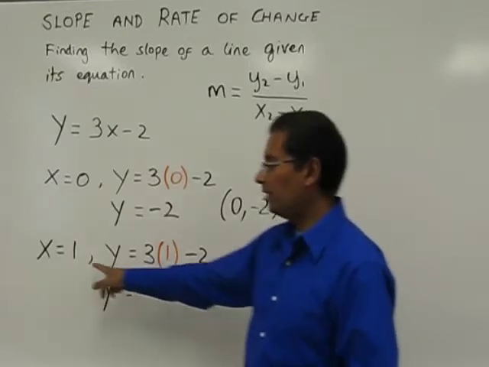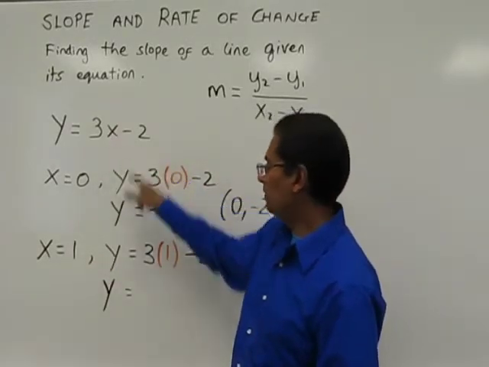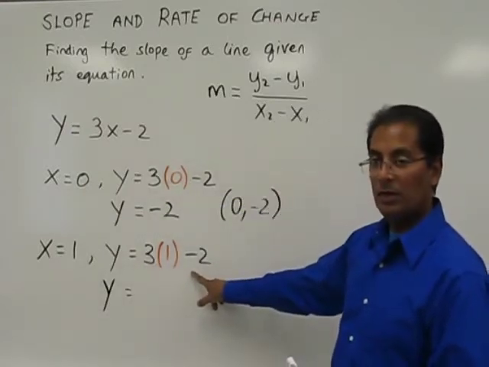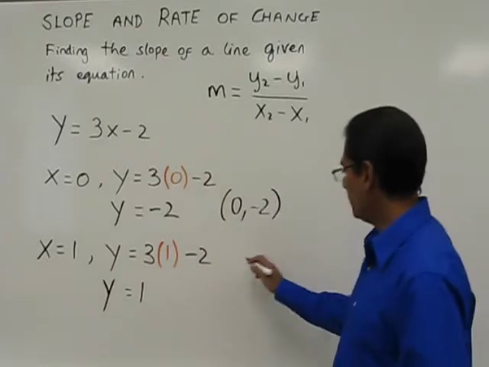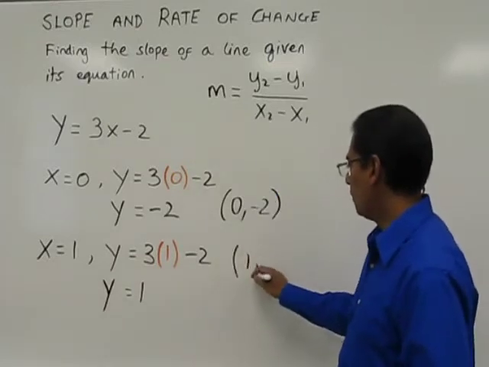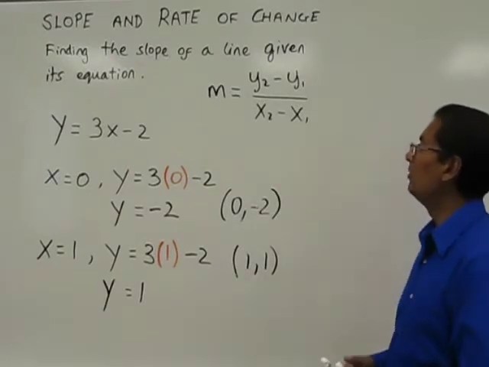And if I pick x equal 1, we'll have y equals 3 times 1 minus 2. 3 times 1 minus 2, 3 minus 2 is 1. So we have another point. Another point is (1, 1). So we have 2 points. We want to find the slope between these 2 points.